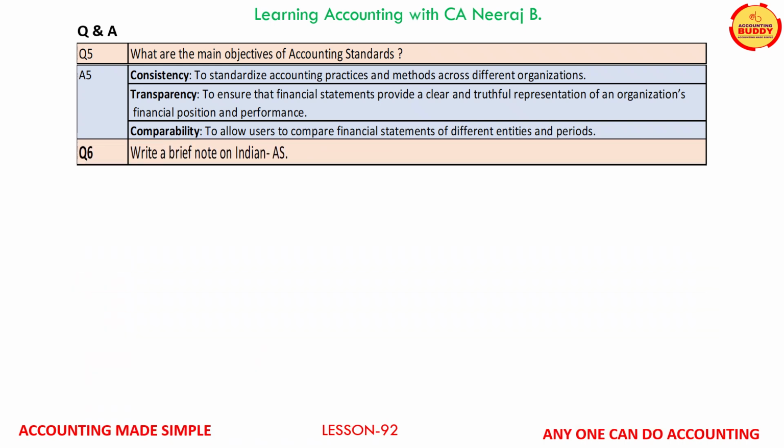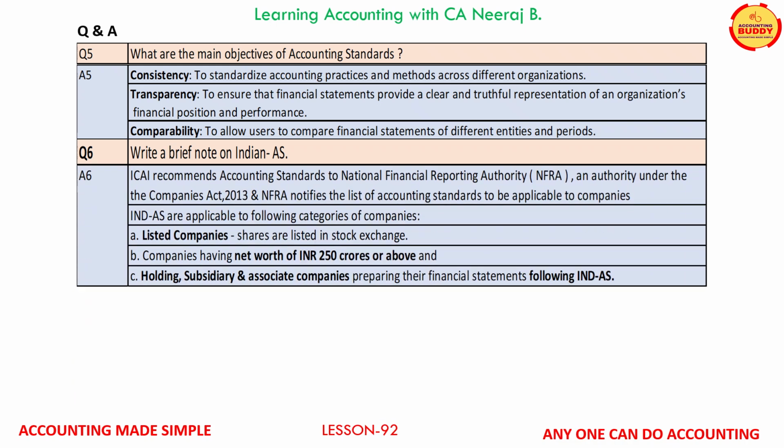Question number 6 is, write a brief note on accounting standards. The answer is, Institute of Chartered Accountants of India recommends accounting standards to the National Financial Reporting Authority. NFRA is an authority under the Companies Act 2013, and NFRA notifies the list of accounting standards to be applicable to the companies. Indian accounting standards are applicable to following category of companies.